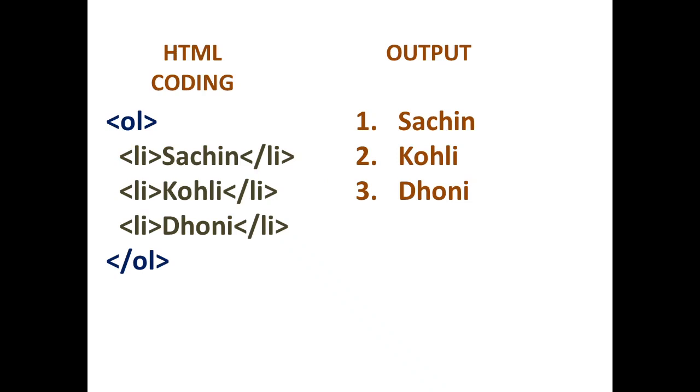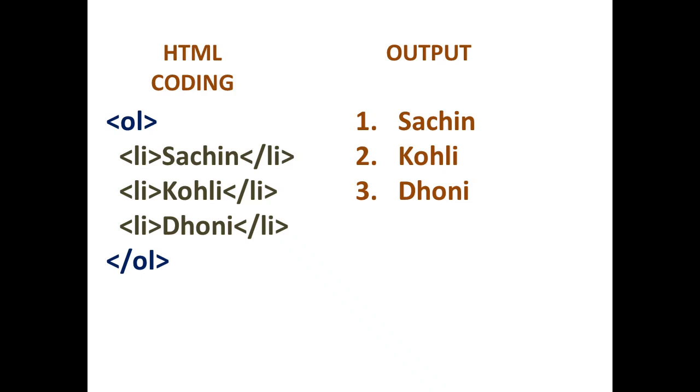This is the sample HTML coding. On the left hand side of the screen, we have an ordered list. That's the master tag, the parent tag, and this parent tag has a child tag, that is a sub tag, the list item. The list item should have an open tag as well as a close tag. The close tag is always prefaced by a forward slash. The first list item is Sachin, second is Kohli, third is Dhoni. And we have closed the master ordered list.